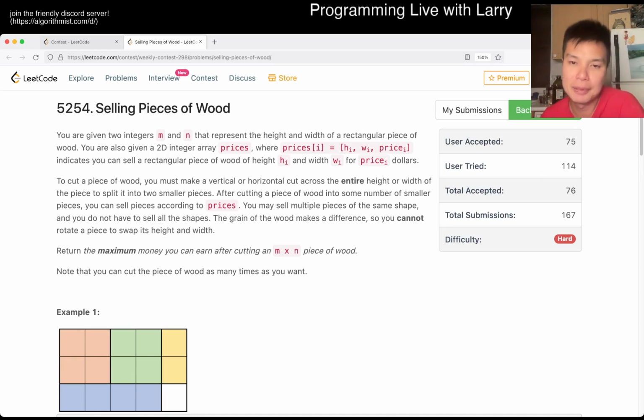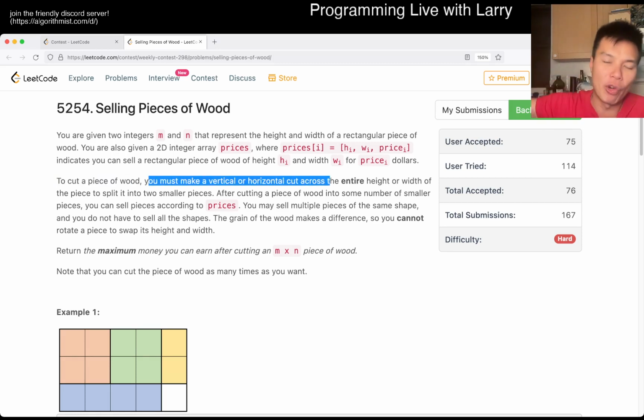The other thing is that I actually misread this problem quite a bit during the contest. I didn't read the part where it has to be an entire vertical or horizontal cut. So I missed that part, and as soon as I read that, I was like, okay, this is pretty straightforward. For some definition of straightforward, sure, but yeah.